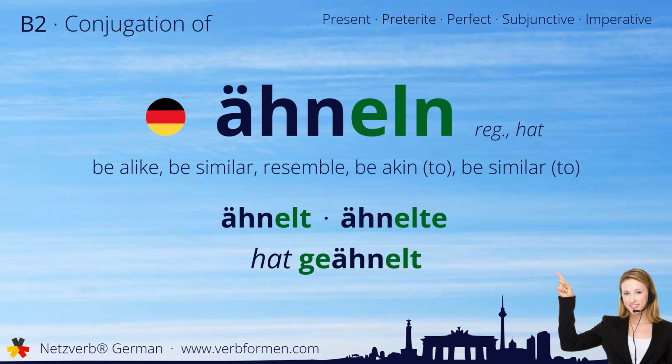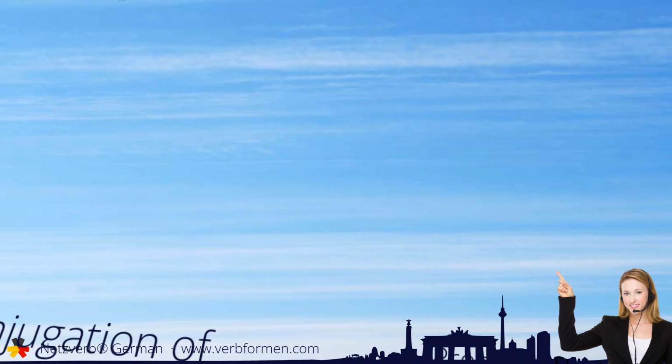Today we're going to learn how to conjugate the German verb ähneln. Watch and listen to the forms carefully. Let's start with the stem forms. Ähnelt, ähnelte, hat geähnelt. Now let's move on to the tenses. First, we'll take a look at the present tense.